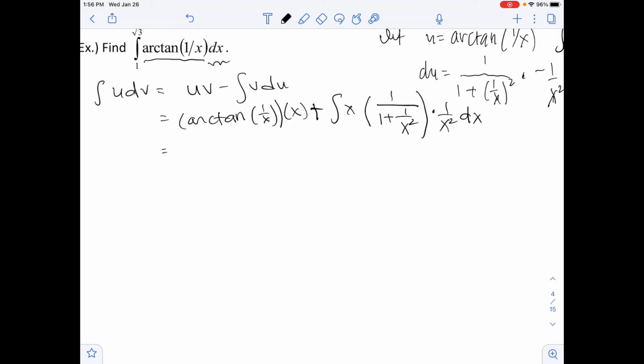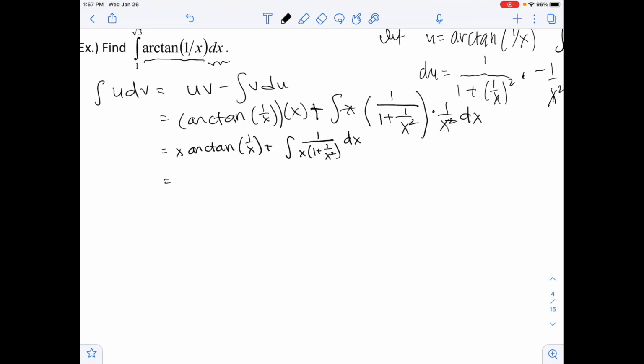So first thing is that x that I have out, I'm going to put in the front. So we have x times arctangent of 1 over x plus the integral of, and then I notice that one of these x's would cancel or reduce out. So we have 1 over, and so I have an x out here times 1 plus 1 over x squared dx.